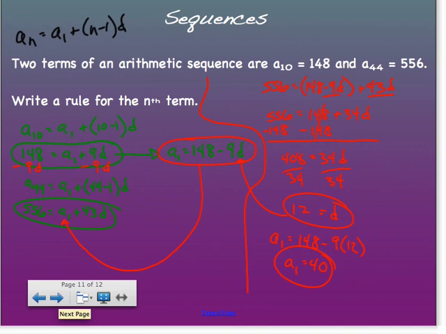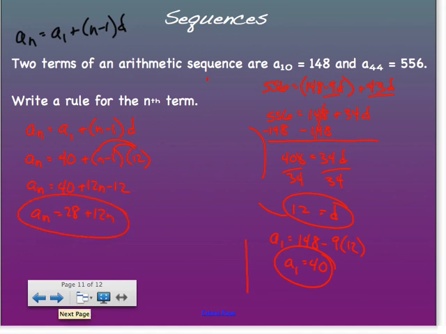For my final equation, I'm just going to erase some of this to create a little bit more room. I know my general equation starts with a sub n equals a sub 1 plus n minus 1 times d. If I plug in what I know, a sub n equals, my a sub 1 is 40, plus n minus 1 times my common difference, which I found to be 12. Go ahead and distribute: a sub n equals 40 plus 12n minus 12. Combine like terms, and I get a sub n equals 28 plus 12n.